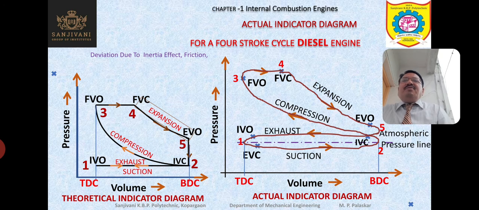So the deviation of the actual indicator diagram from the theoretical indicator diagram is due to some reasons like the inertia effect. First of all, inertia effect. So what is this inertia effect? Any substance will try to maintain its state of rest or its state of motion. So that is nothing but the inertia of any body, any object or any substance.